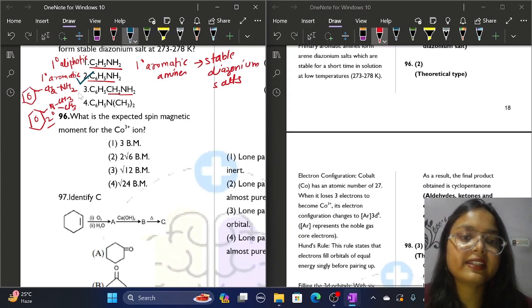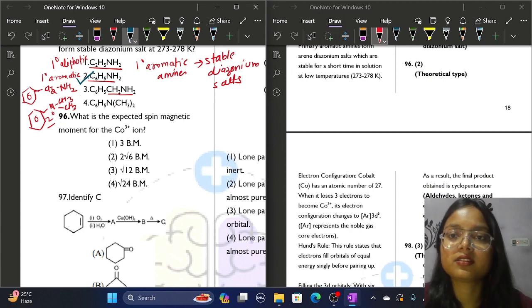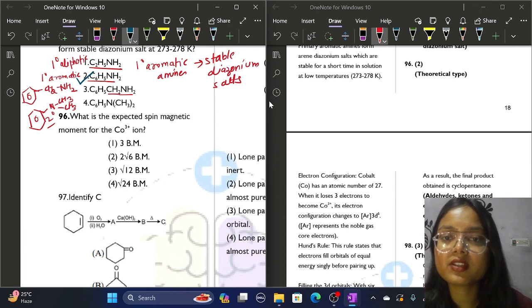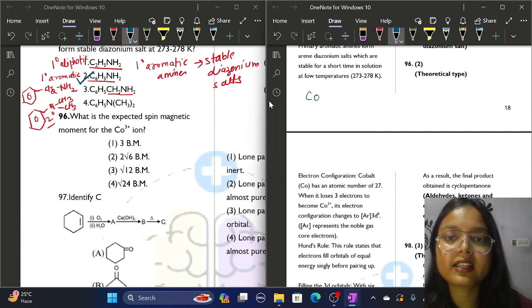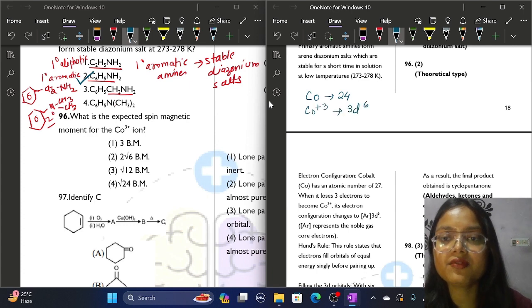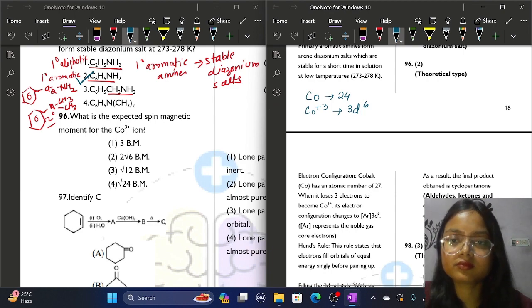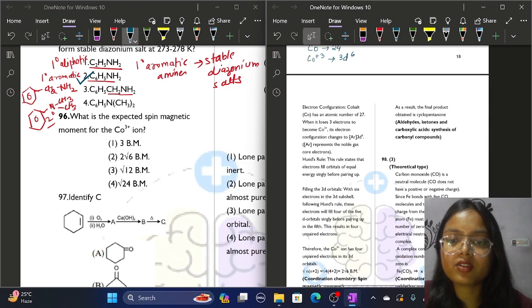What is the expected spin magnetic moment for the Co3+ ion? Okay. So for the Co3+ ion, Co has the atomic number of 27, and for Co3+ it has the electronic configuration of 3d6. So what happens according to Hund's rule?